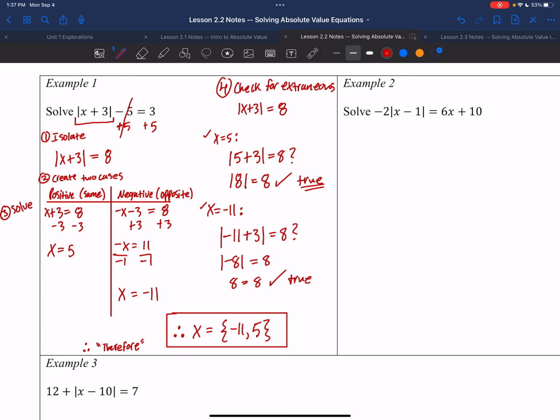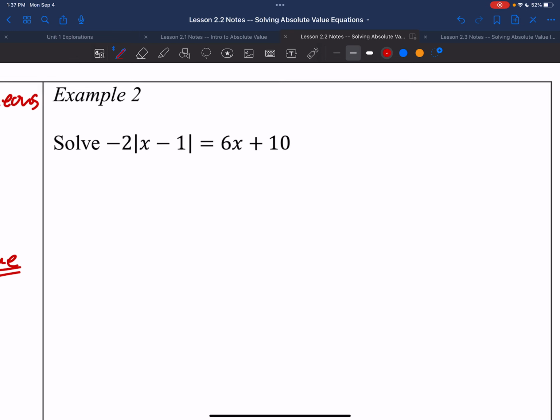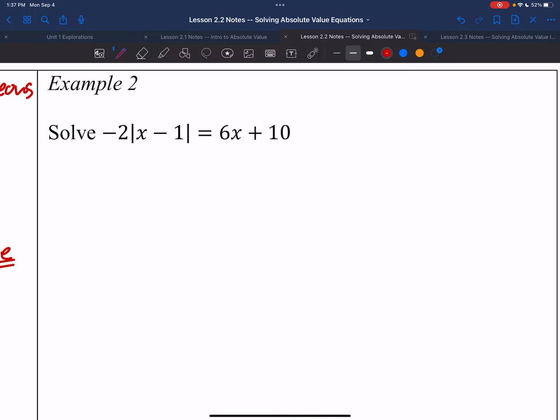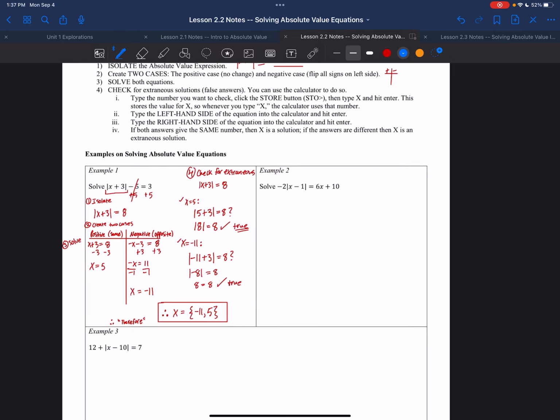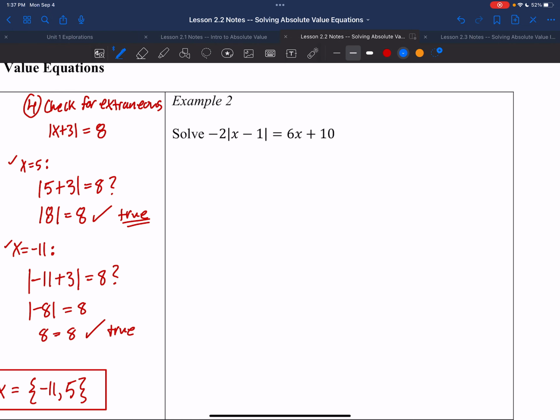From here, this is where I hand it to you guys in class to try out example 2 and example 3. Of course, I'm going to work through these since we're doing the video. But I do encourage you to pause and try this for yourself. Okay, let's try example 2. I'll do this in blue now just because, man, it's a lot of red.